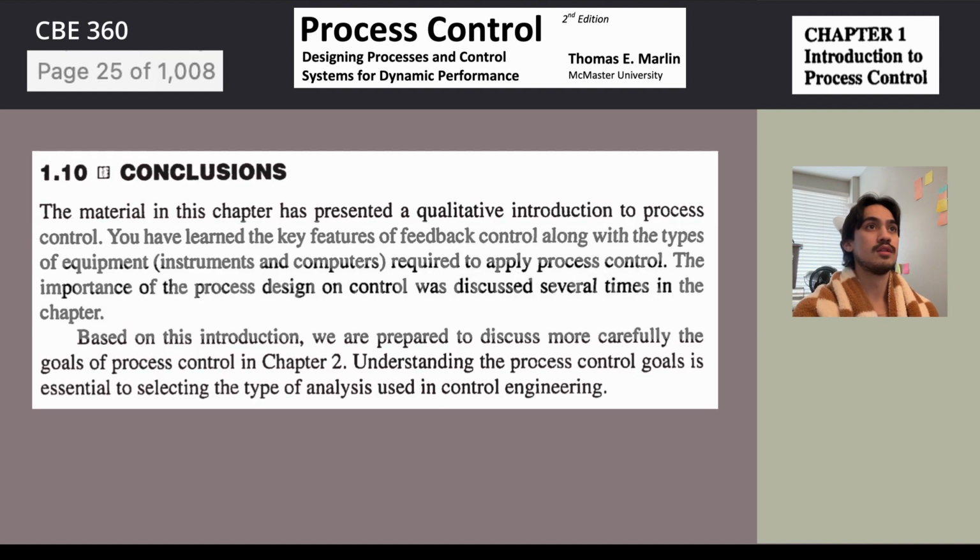1.10 Conclusions. The material in this chapter has presented a qualitative introduction to process control. You have learned the key features of feedback control along with the types of equipment, instrumentation, and computers required to apply process control. The importance of the process design on control was discussed several times in the chapter. Based on this introduction, we are prepared to discuss more carefully the goals of process control in Chapter 2. Understanding the process control goals is essential to selecting the type of analysis used in control engineering.